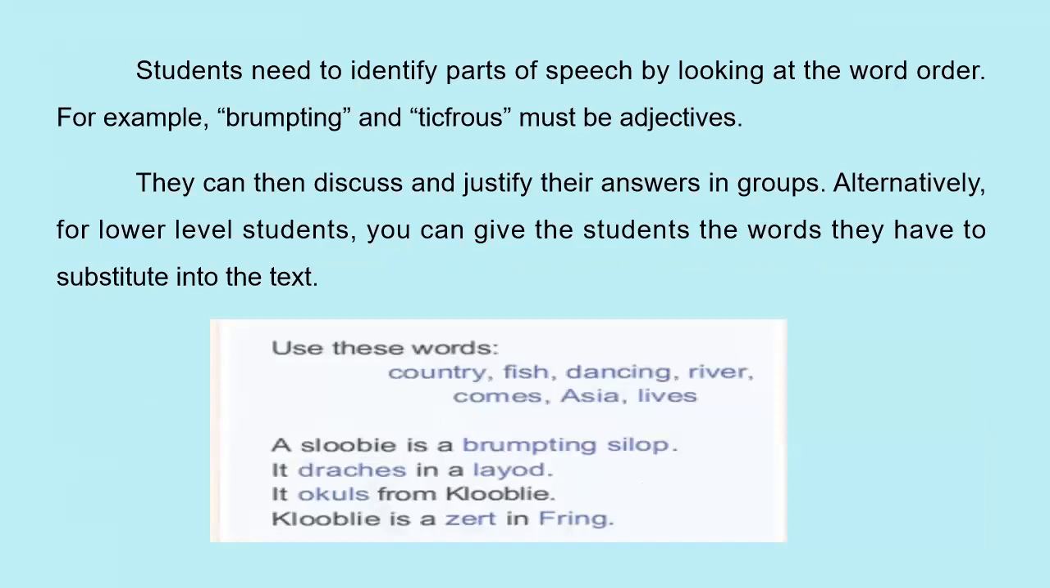So students need to identify parts of speech by looking at the word order. For example, prompting, thick, froze might be adjectives. So they can discuss and justify their answers in a group. Alternatively, for lower level students, you can give them the words they have to substitute into the text. So use these words: country, fish, dancing, rivers, river comes, Asia lives.